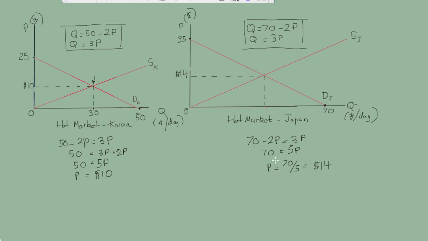And again, as we did for Korea, we can plug $14 back into either the demand or the supply curve to find equilibrium quantity in autarky. So in the supply curve, Q equals 3p. 3 times 14, that's 42. So let's write that there. Q equals 3 times 14, which is 42 hats per day. It's not very many hats. And this is our domestic equilibrium. And this time, now that we have our expressions for demand and supply, we can be exact. We don't just have to sketch it out.